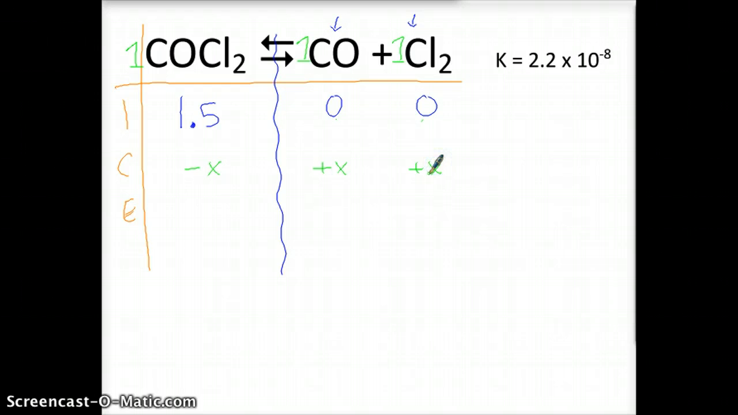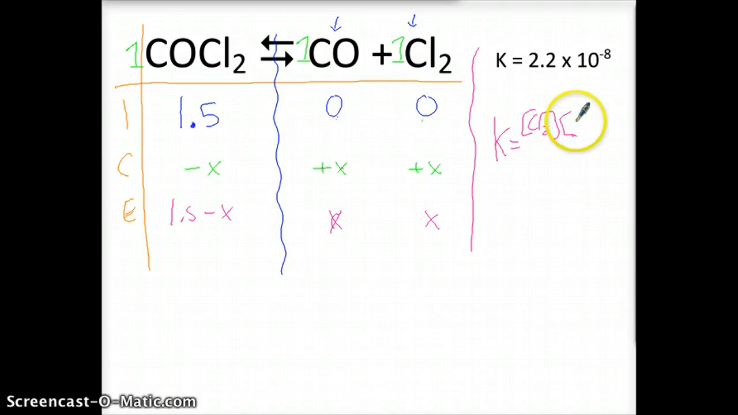So now, what will the concentrations be at equilibrium? Well, let's just rewrite all the numbers we have. It's going to be 1.5 minus x. This is 0 plus x, which is x. 0 plus x, which is x. Now, I want to write my equilibrium expression. Always a good start. K equals Cl2 to the power of 1 times Co to the power of 1 divided by CoCl2. I want to find out what x is, the equilibrium concentrations of these compounds.